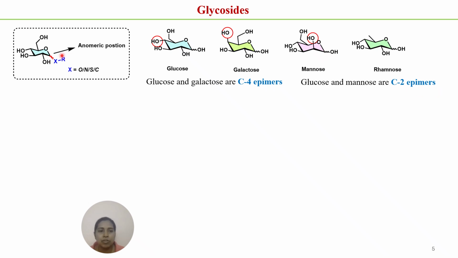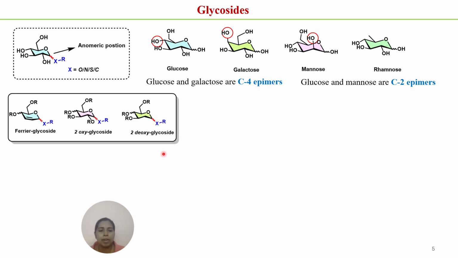The saccharide units are covalently bonded via this anomeric position, and we can call it the glycosides. There are three types of glycosides. Here C3 group is not there, so this is the Ferrier glycoside, and this is the 2-oxy, and this is the 2-deoxyglycoside. And the synthesis of this 2-deoxyglycoside is very challenging because of the absence of a C2 directing group here.